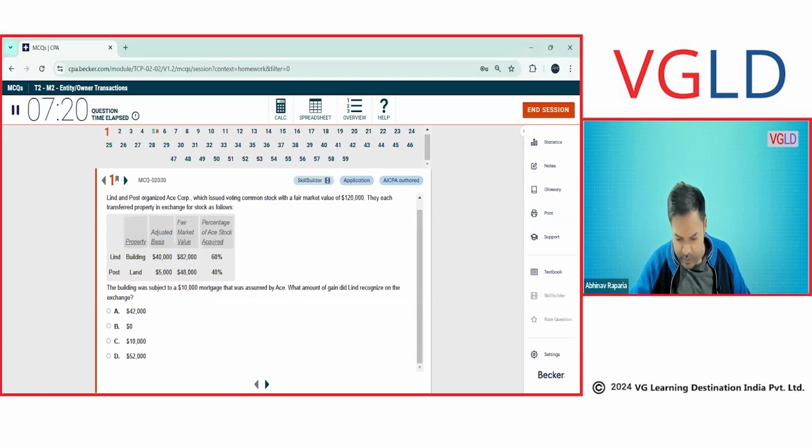And 2 more questions. What is the answer for the first one, guys? Zero. You have organized a corporation which issued the voting stocks. Fair market value is this. You have transferred so and so building subject to. Now, what is Lind recognized? Lind is giving the building. Fair market value is this. Correct. But you are the part of the control group, and that's why 0. Correct.